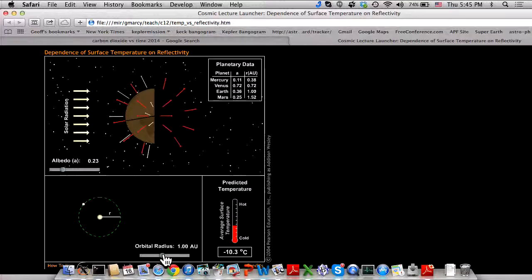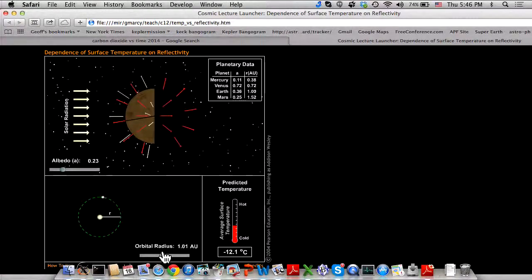And I'm going to demonstrate this a little bit better by moving the Earth away from the sun. If I move the Earth away from the sun, these arrows over here get fainter. Let me move the Earth closer to the sun. Notice the solar luminosity gets brighter. Why? Because the Earth got closer to the sun. So the incoming solar radiation depends on how far the Earth is from the sun.